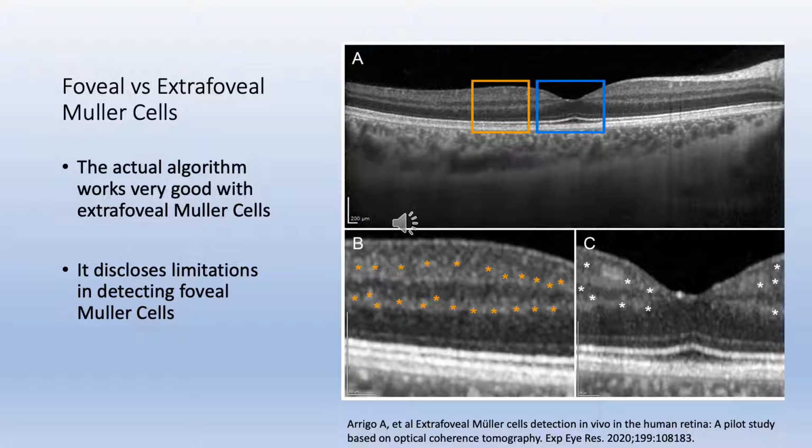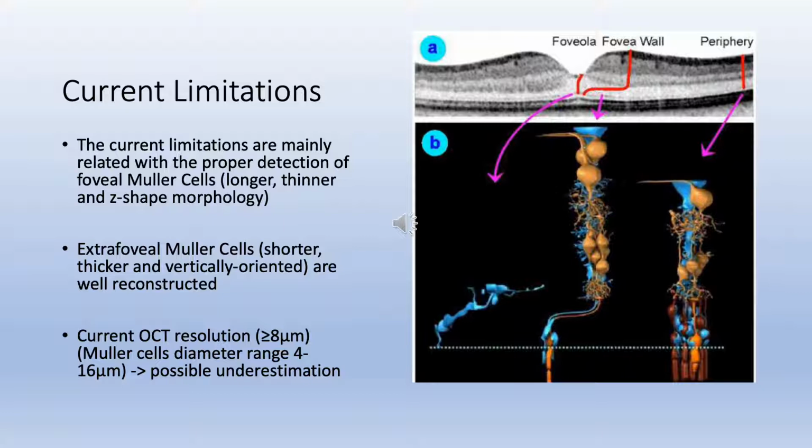The main reason for this limitation is related to the specific features of foveal Müller cells, which are longer, thinner, and with a Z-shape morphology. On the contrary, extrafoveal Müller cells are shorter, thicker, and vertically oriented, thus making possible their proper detection. Furthermore, we have to take into account the current resolution limitations of OCT devices, almost 8 micrometers. Considering the diameter range of Müller cells between 4 and 16 micrometers, a possible underestimation is likely to be expected.